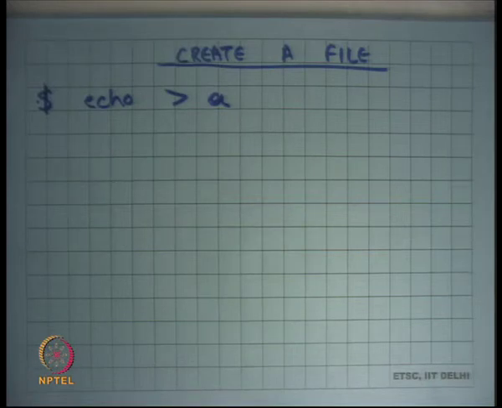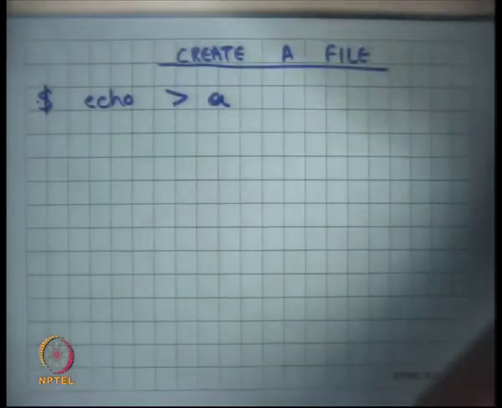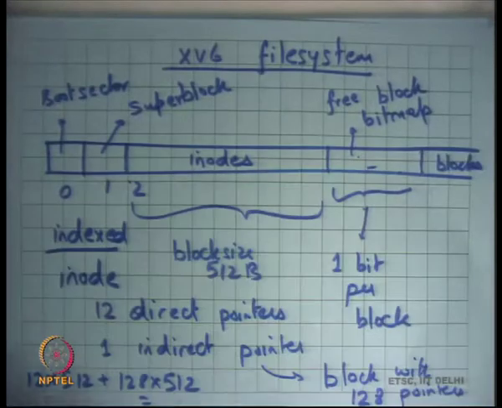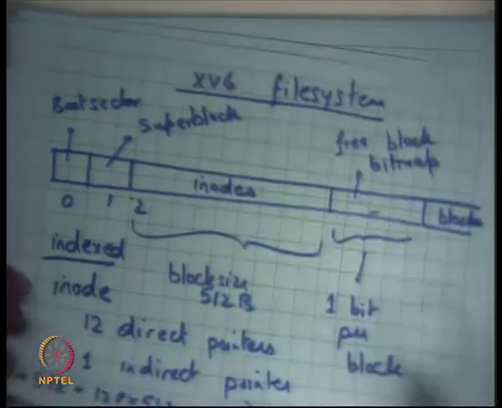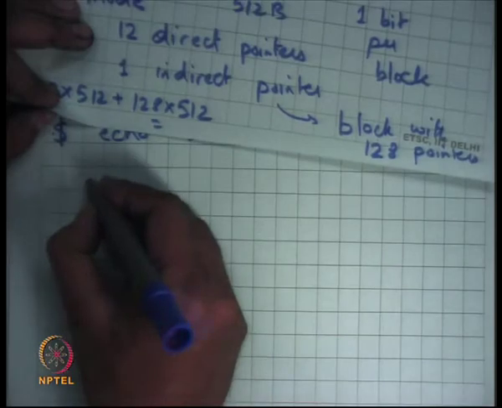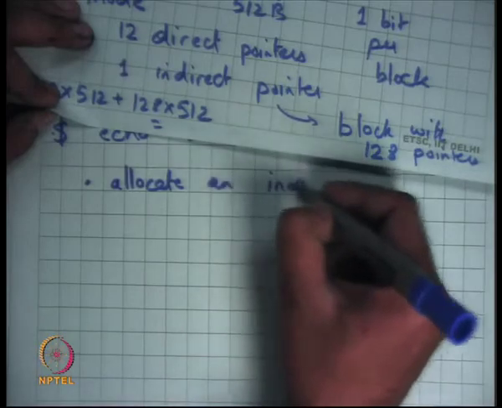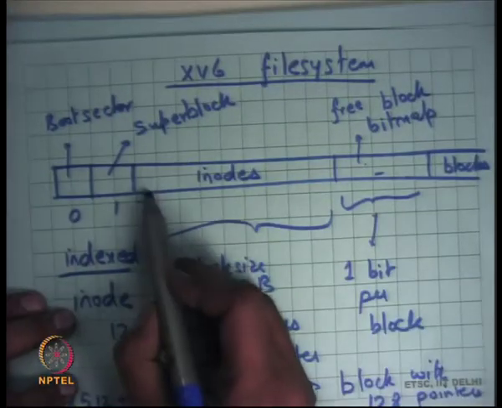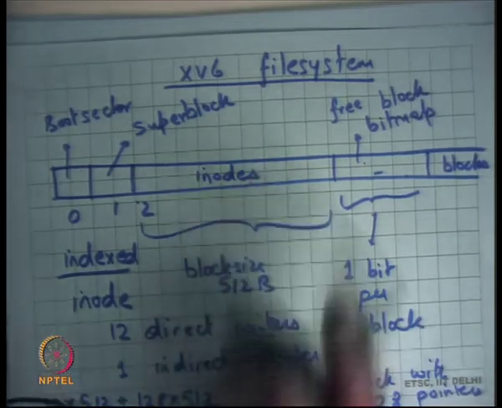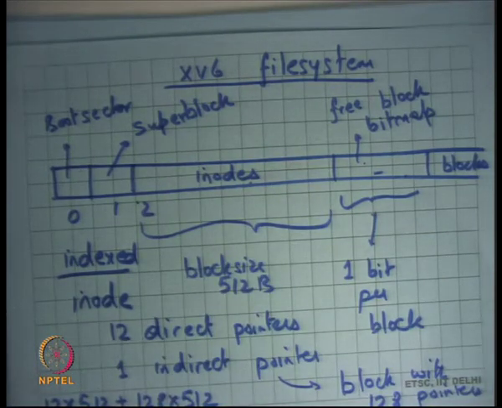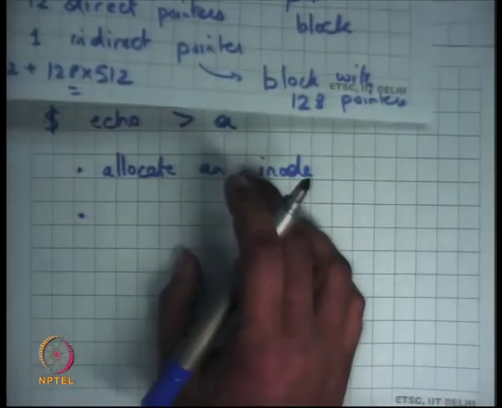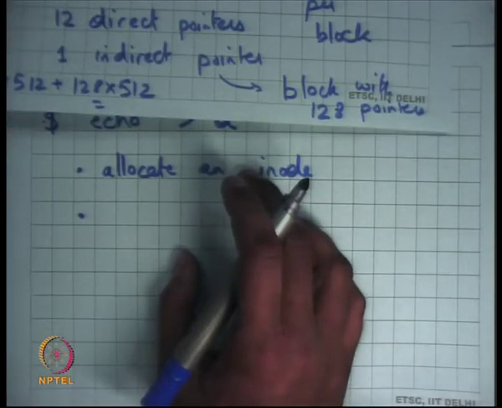Okay. So let's look at this figure. I want to create a file a. So first I will allocate an inode. Right. How will I allocate an inode? I will go through this list of inodes and find the first one that's free. So that's allocating an inode. So that's one disk access. And once I allocate it, I'll also mark it as a file. Instead of a free flag, I'll mark it as a file flag.